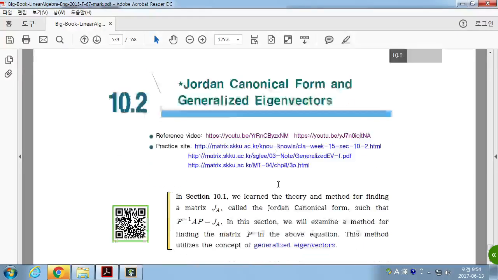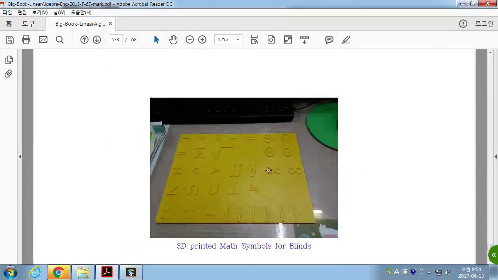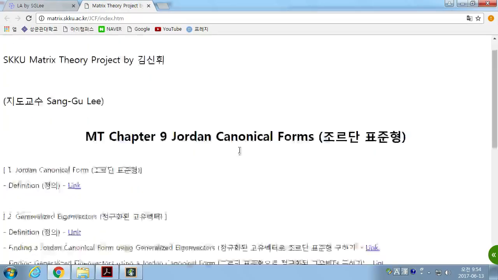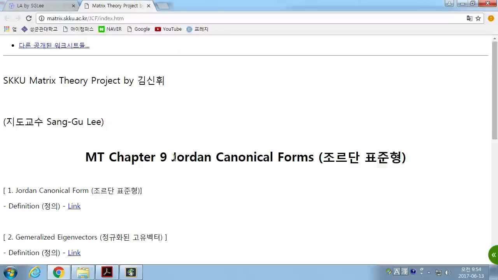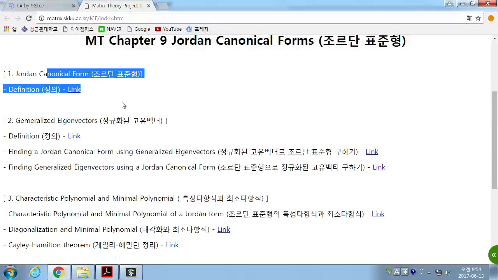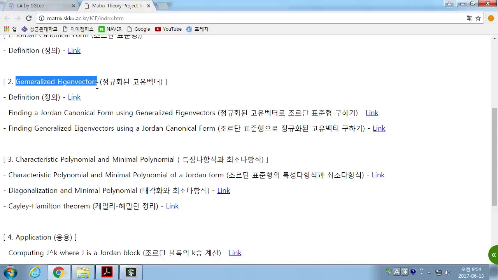Okay, that's the end of section 10.1, and here is more information on Jordan canonical forms. Here we have the Jordan canonical form definitions, and here is the information for the generalized eigenvectors. And here it tells us how to find the Jordan canonical form after we find the generalized eigenvectors. If you have the generalized eigenvectors, then we can form a matrix Q that makes Q inverse AQ equal to the Jordan canonical form.